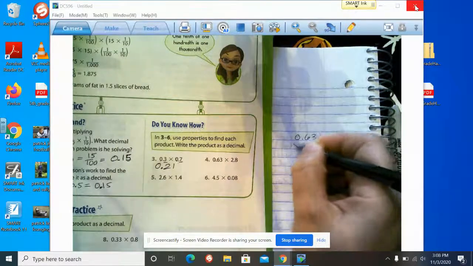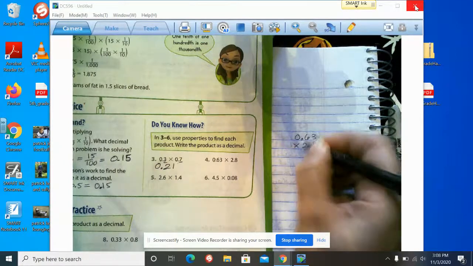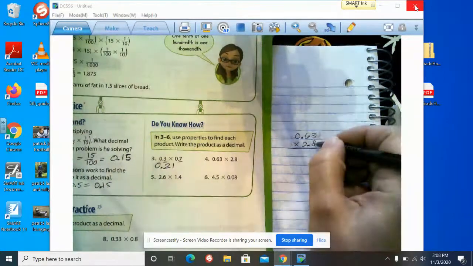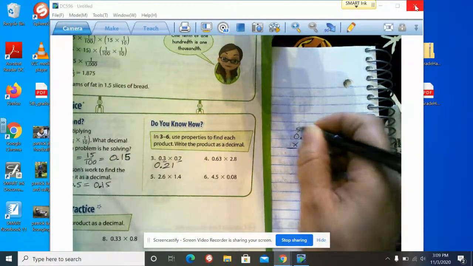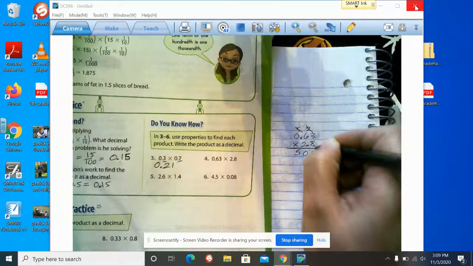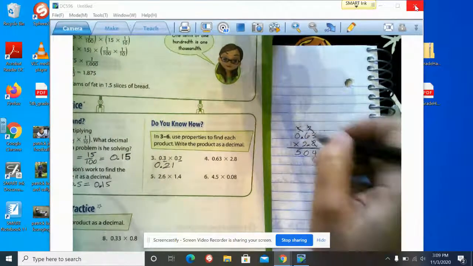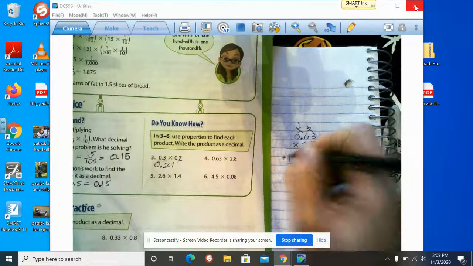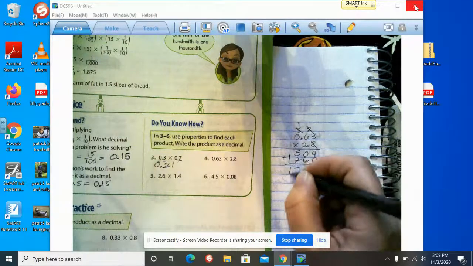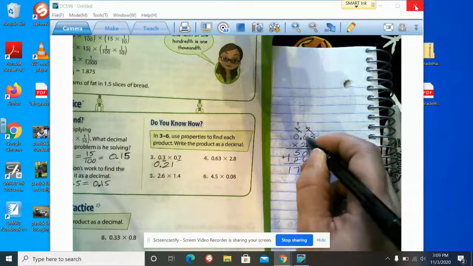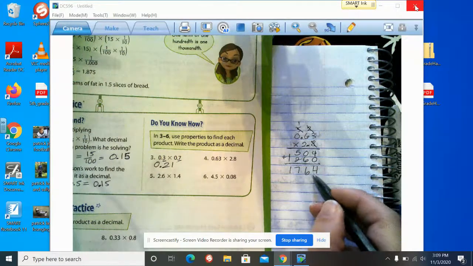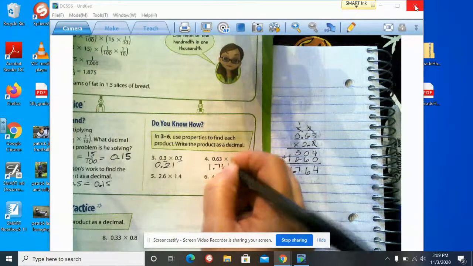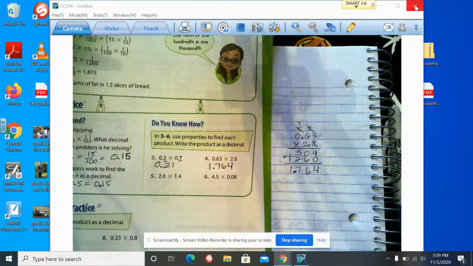0.63 times 2.8. And I'm just going to do this as if there are no decimals in the problem. I'll just do a regular multiplication problem. Okay, do my maintenance steps. And add them up. And we have 1, 2, 3 decimal places in the problem, so I need 1, 2, 3 decimal places in the answer. 1.764 or 1 and 764 thousandths.